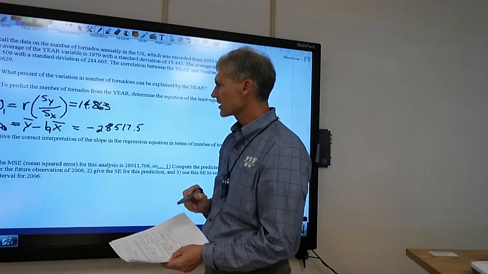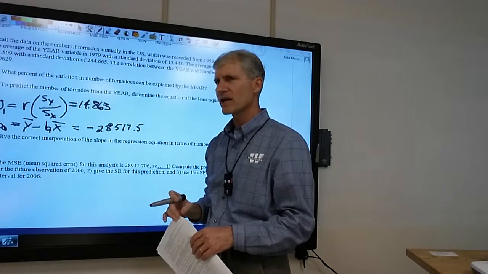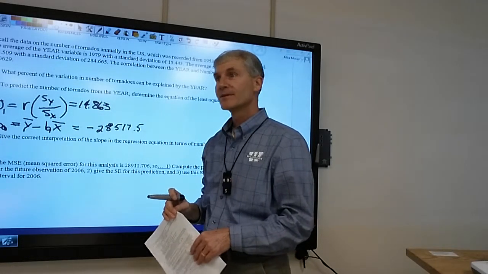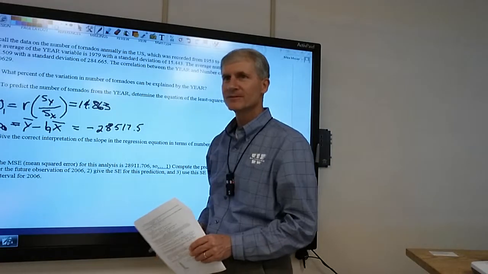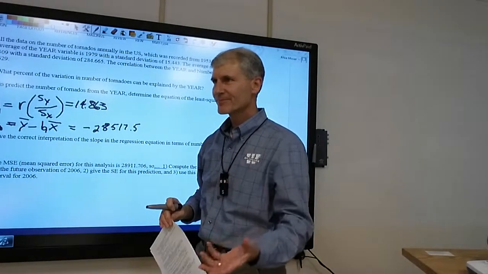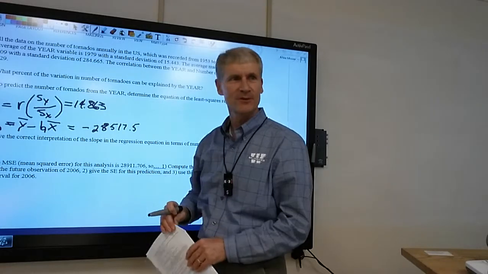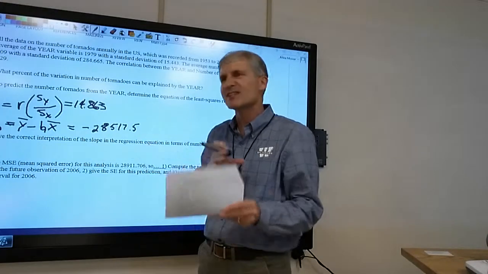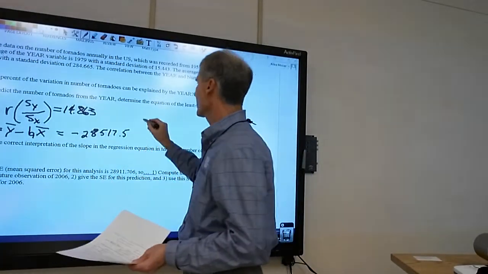So we're going to expect to get negative 28,000 tornadoes? How do you get negative tornadoes? Well, when is year 0? A long time ago, right? BC, AD. So when Christ was alive, they had negative 28,000. It doesn't make sense to extrapolate that far. Don't worry about that, right?